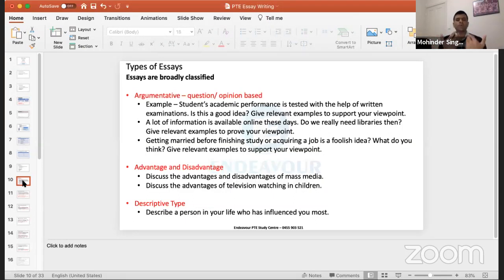So even if you are writing an essay about your role model, obviously that's not an argumentative type. So you can't use more or less the same vocabulary as you're using for your argumentative or advantage and disadvantage essay types. But you can definitely use the same basic structure of the essay so that your information is divided into paragraphs. So you have an introduction paragraph, then body paragraph one, body paragraph two, and then a conclusion paragraph. We can discuss this towards the end of the session.